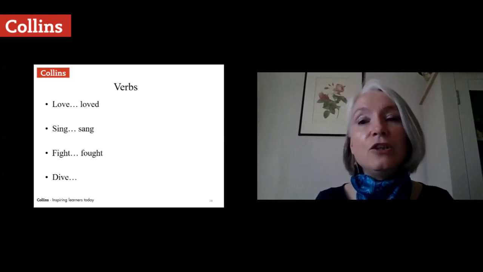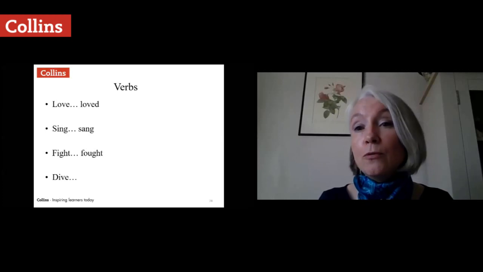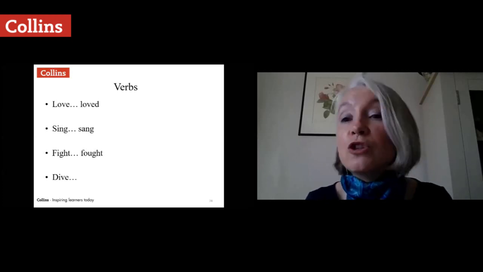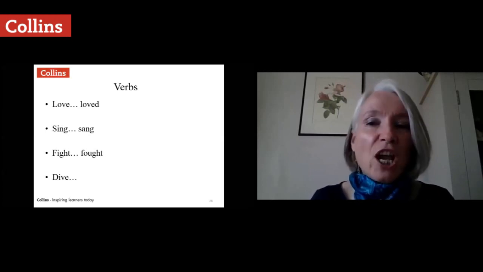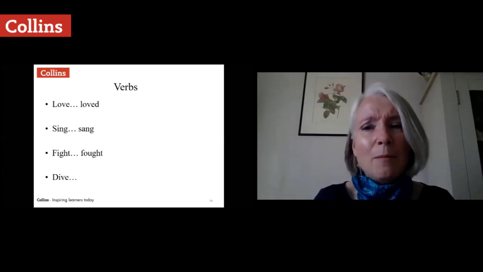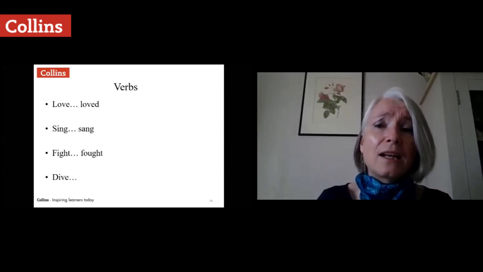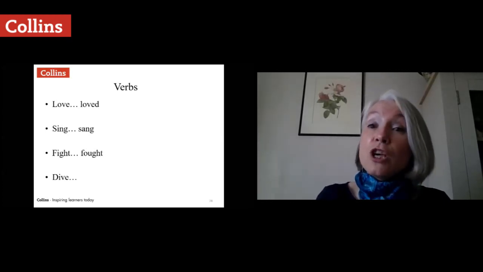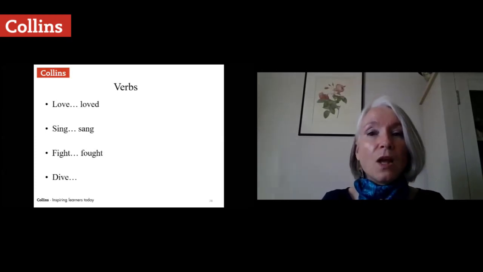Love, loved, and any new verb coming into the language. Google, for example, fairly new verb, Google, Googled. You just put a D on the end. You wouldn't even dream of changing that vowel to make it a past tense at all. That's a very, very old-fashioned, Old English, Anglo-Saxon, Proto-Germanic way of indicating the past tense.